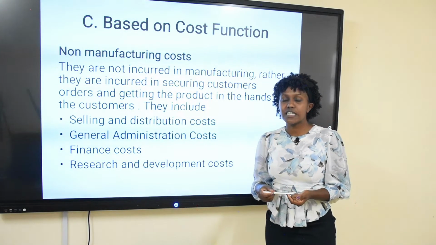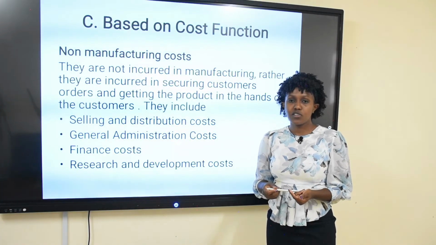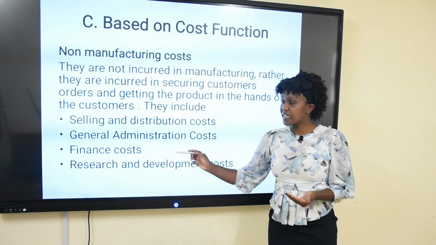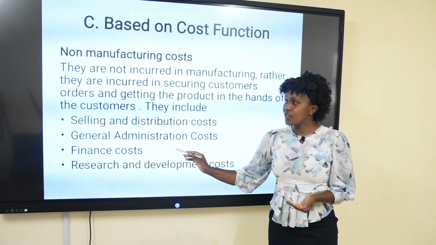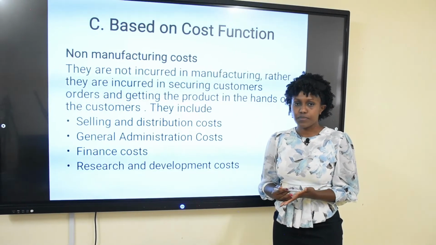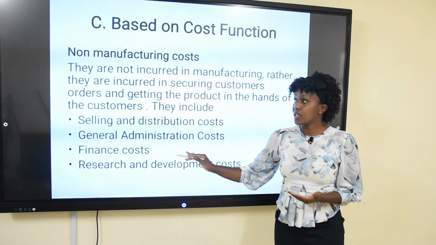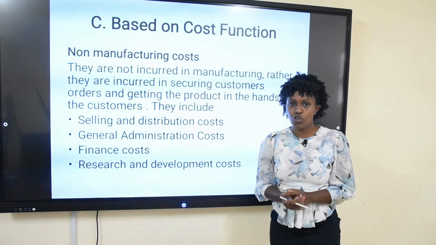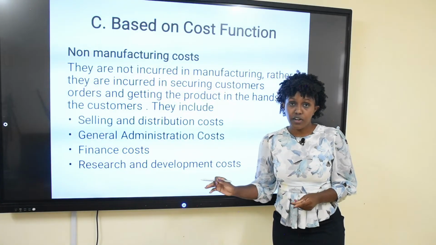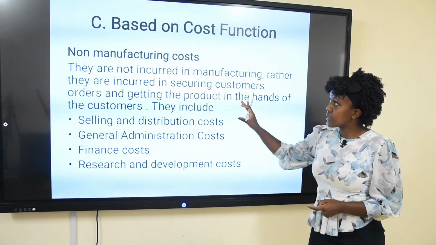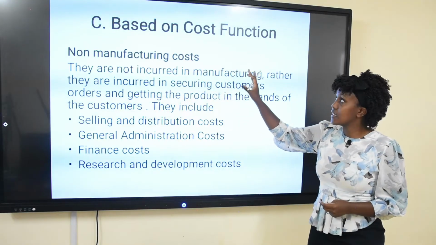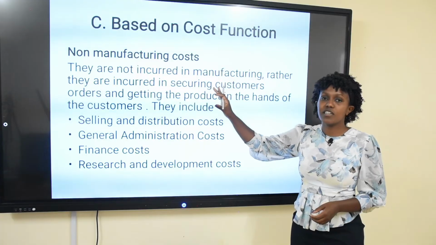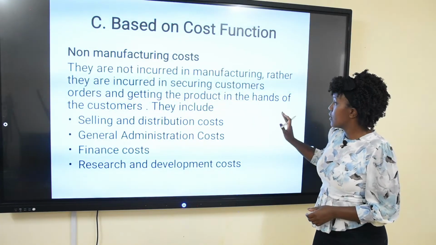This is the cost that is incurred to secure money that is required to launch and sustain the business. So all the costs relating to financing of the business, again, those are finance costs. The interest on loans are non-manufacturing costs. Then you may also have research and development costs that are non-manufacturing. So that is classification number 3, based on the cost functions. Very simple, simply manufacturing or non-manufacturing.